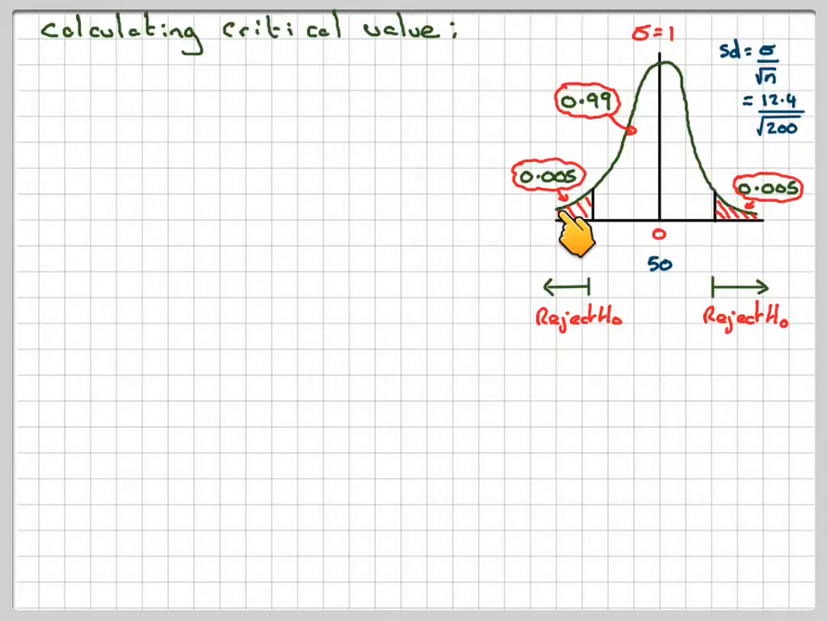So let me explain that. That's 0.005 plus 0.99 will give me that one. Or you could just put in 0.005 and it will give you the negative version. So this will give me 2.576, or here minus 2.576. So those are the critical values. If we calculate our test value and it comes either in here or here, then we know to reject H0.